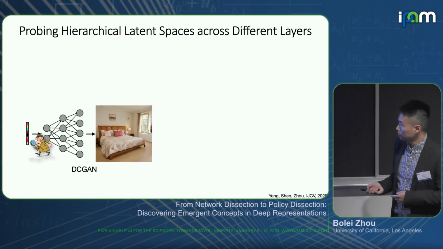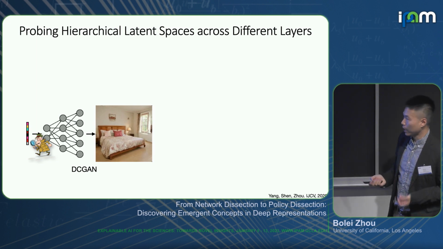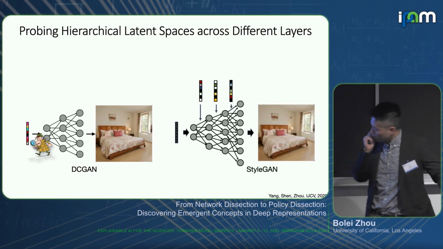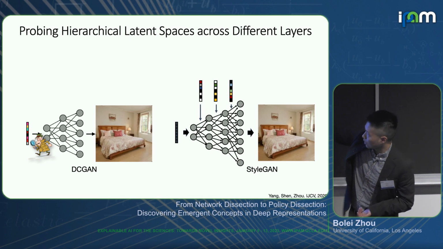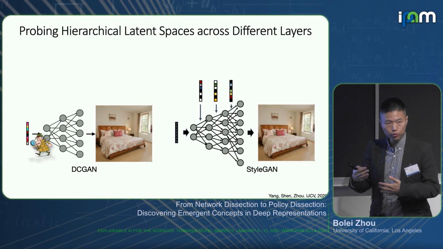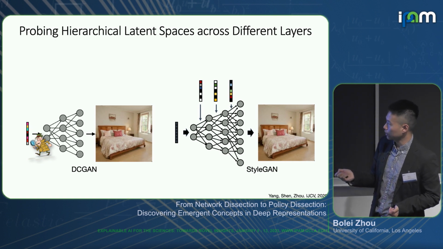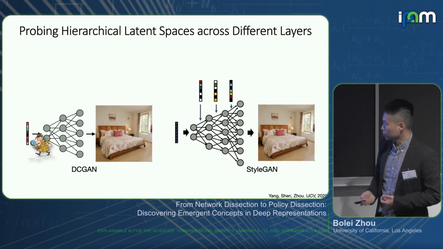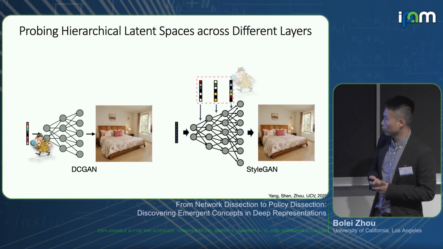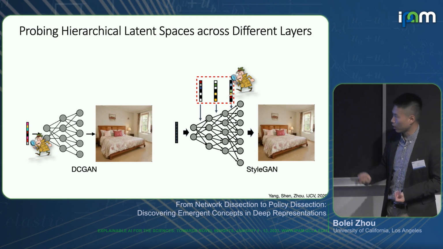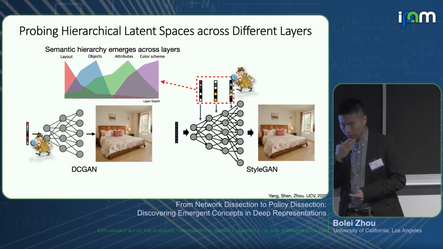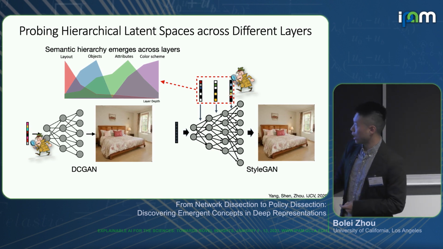Not only can we analyze this very beginning latent space, but over the years people have also developed deep generative representations with layer-wise latent codes. So instead of putting a latent code only at the beginning, there are latent codes for each one of the layers. So we can also look into the latent space at each layer and see what has been learned. We applied our method to this layer-wise latent code, and it turns out that a very interesting hierarchical structure emerges across the layers.